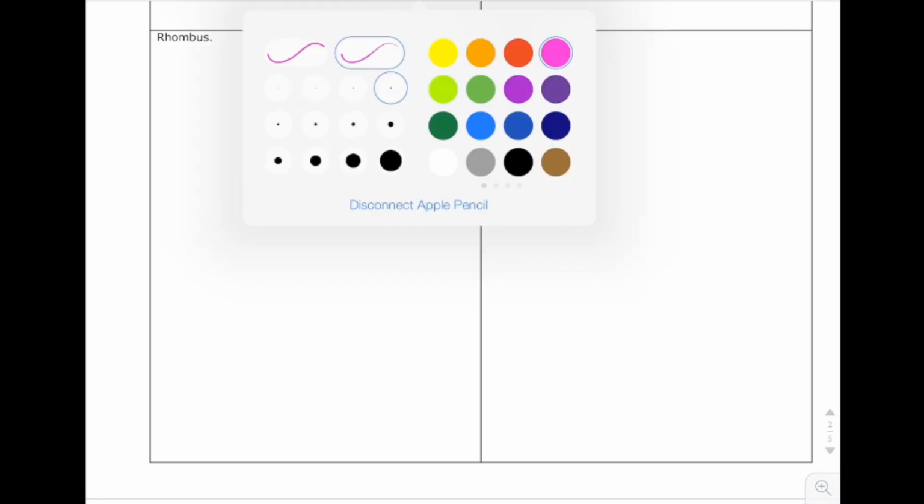Rhombus. What's a rhombus? A rhombus is a parallelogram where all sides are equal.